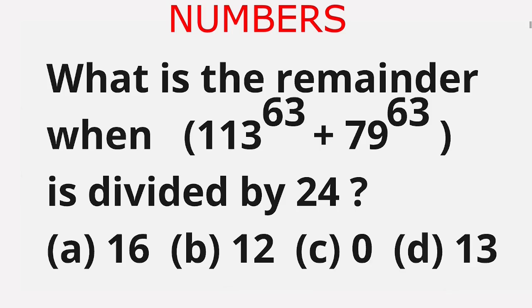Our question is, what is the remainder when 113 to the power 63 plus 79 to the power 63 is divided by 24? The given options are option A 16, option B 12, option C 0, option D 13.